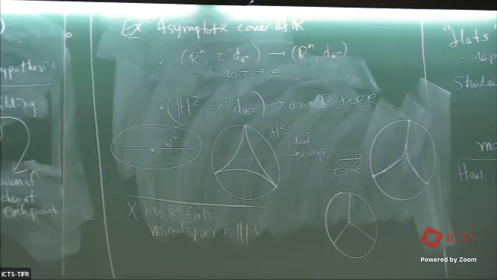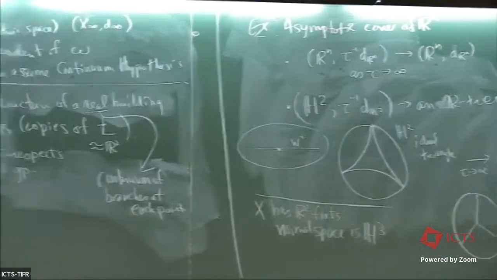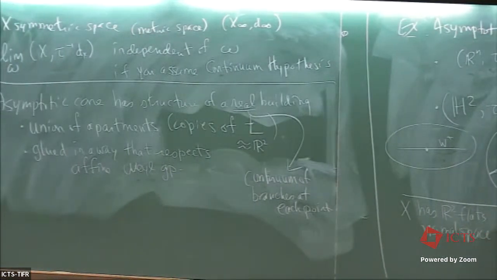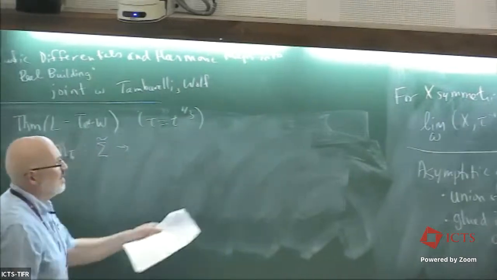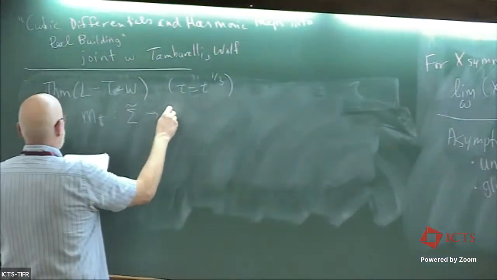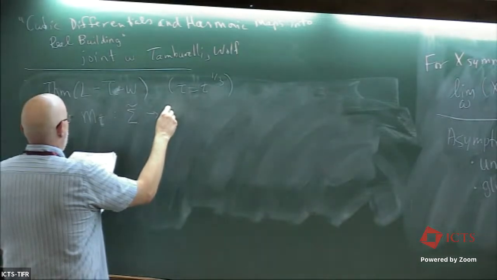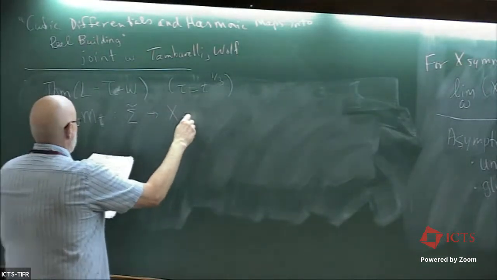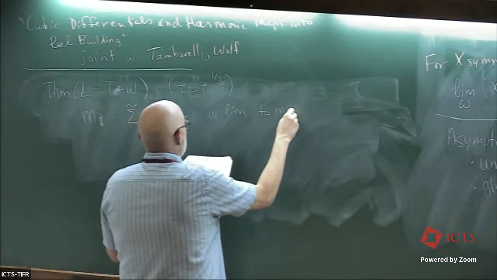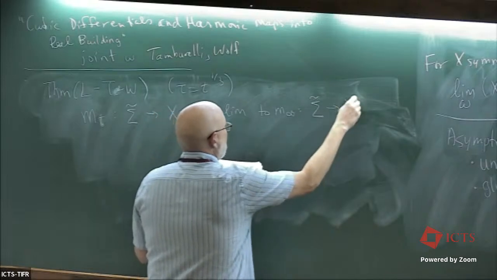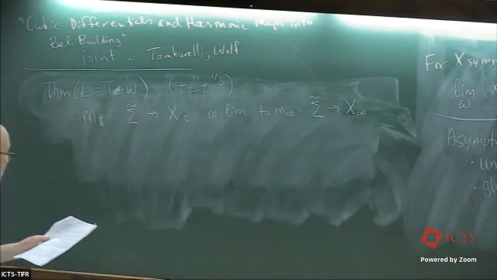And so again, tau is the cube root of t. So we're going to look at this m, indexed by tau. It's going to go from the universal cover of sigma. So again, we have the previous notation: this is the Riemann surface, this is the universal cover. It's going to go to x tau. And then the omega limit is going to go to an m infinity, which is going to land in x infinity.